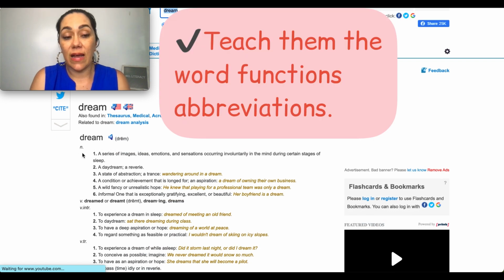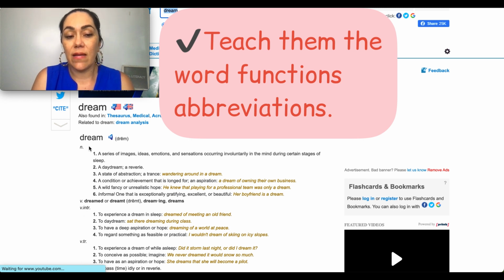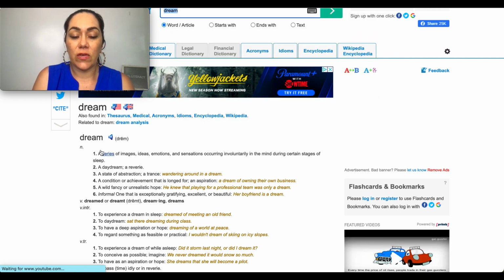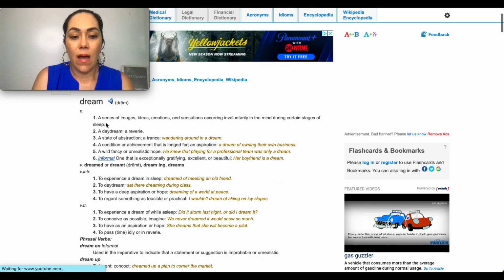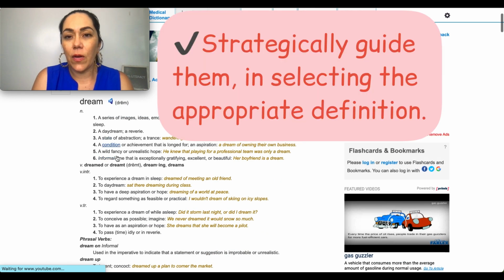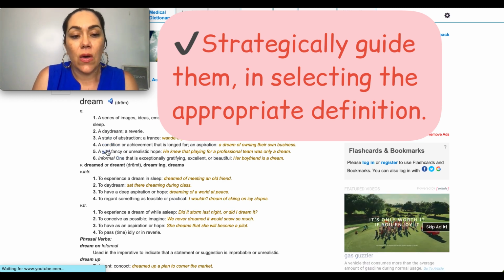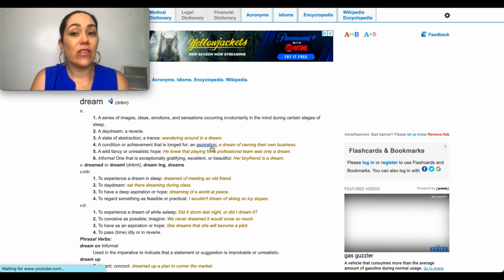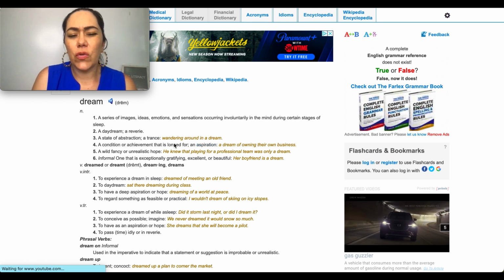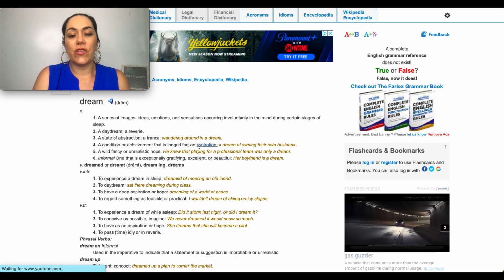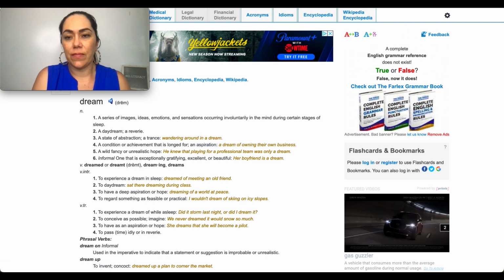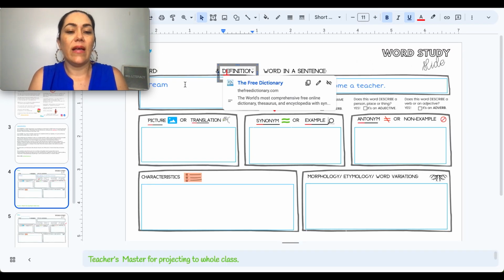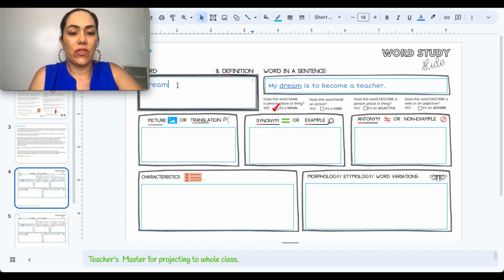One of the things that I like to point out to my students is the meaning of these little letters. N stands for noun, so we focus our attention on these definitions here. I read a couple of them. Obviously, I guide them in the process of choosing the right definition. So in this case, a daydream, or a condition or achievement that is longed for, an aspiration, and then I have them choose what they think is the correct definition. In this case, we're going to pick an aspiration. So I go back and I write the definition in the box.